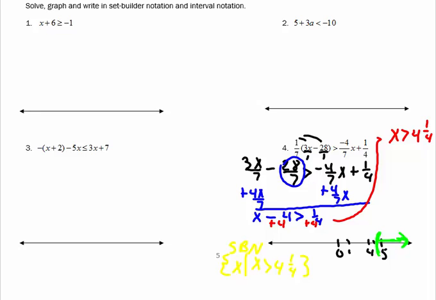Now, if we want to talk about interval notation, again, we need to go from negative infinity to positive infinity, and let's see what we shaded. So for interval notation, we started at 4 and 1/4, again with a parentheses, and we went all the way to infinity with a parentheses as well, because we never can include infinity.